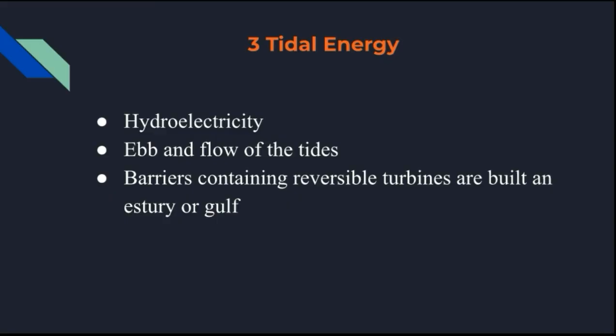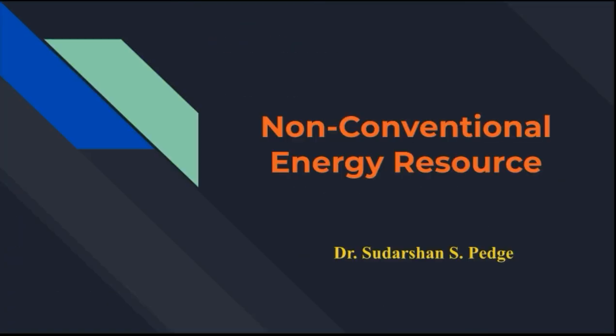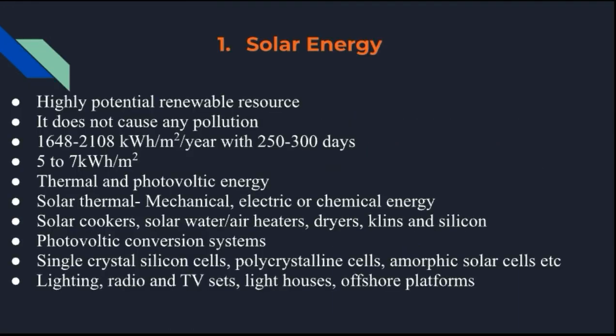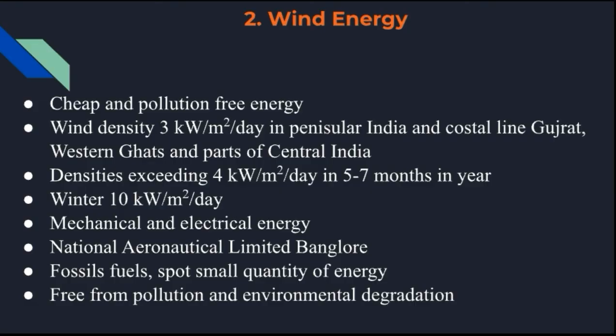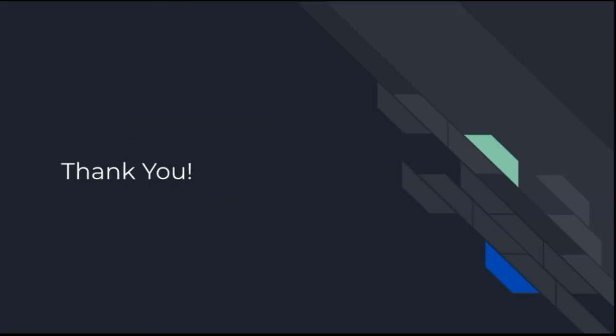Today we have seen there are three kinds of non-conventional energy resources. The first is solar energy, the second is wind energy, and the third is tidal energy. So this is it for today. Remaining parts we will see later on.